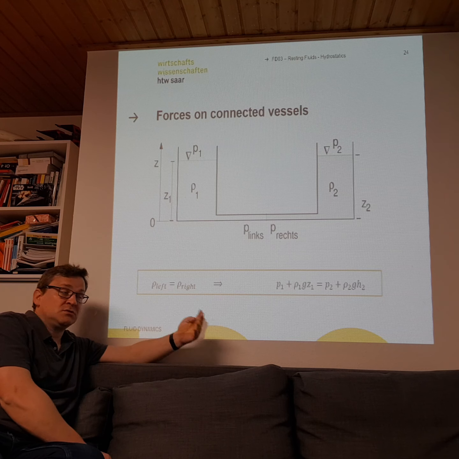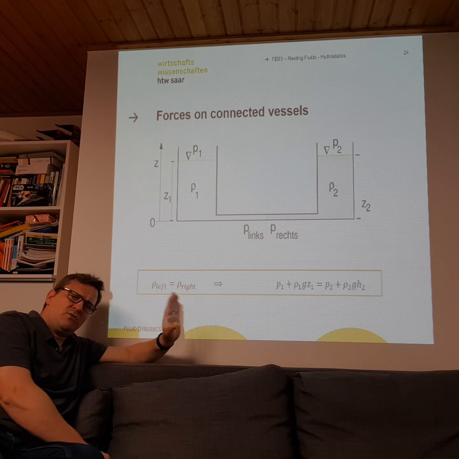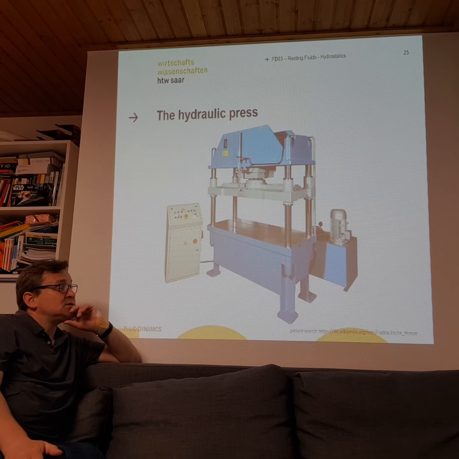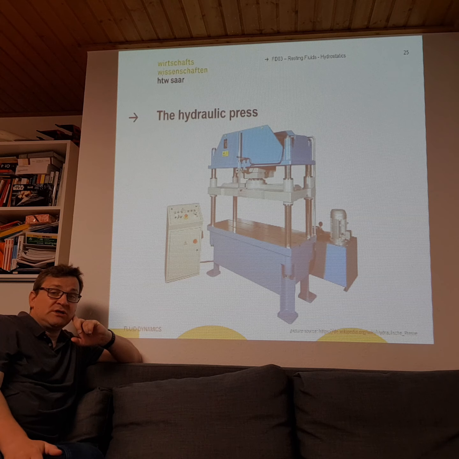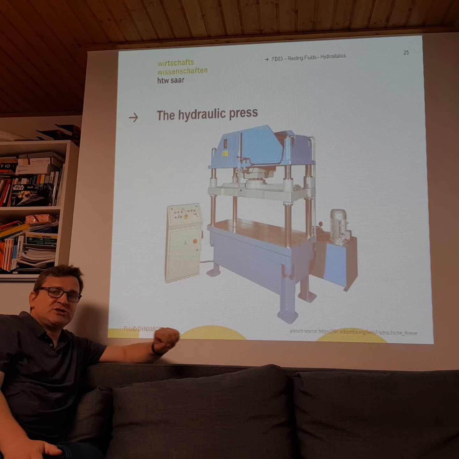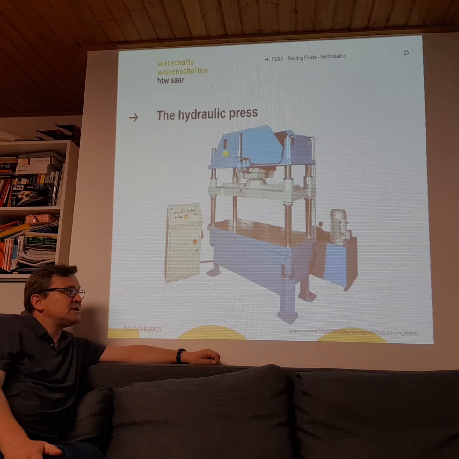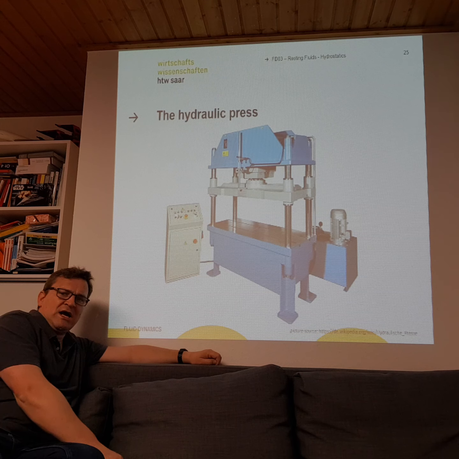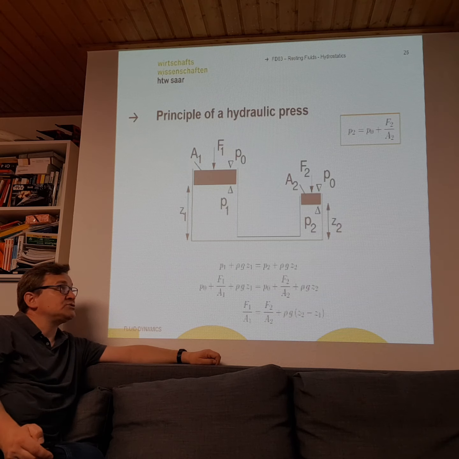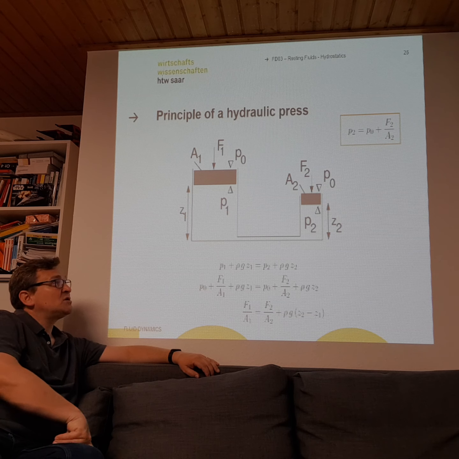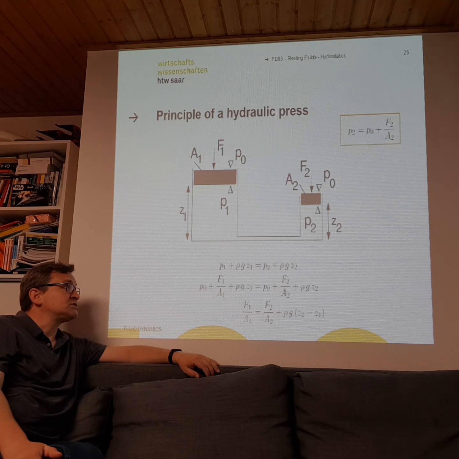We will have a flow. But up to now we don't want to have fluid flows. Okay, here's an example where this system is used. It is, for example, used in hydraulics, when you deal with hydraulics. Hydraulic pressures, hydraulic press, and they use the principle of these hydrostatic different pressures. Let's have a short look at how this hydraulic press works.